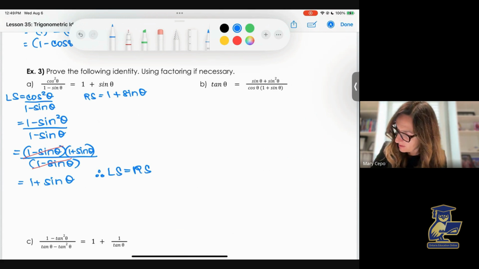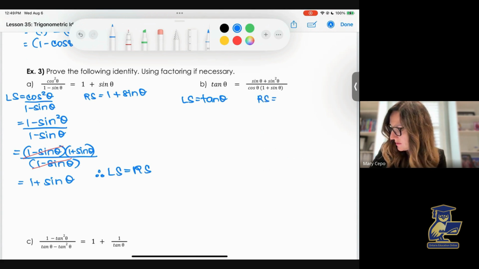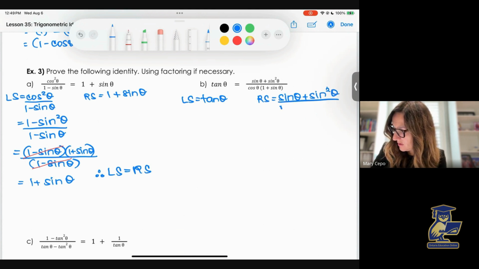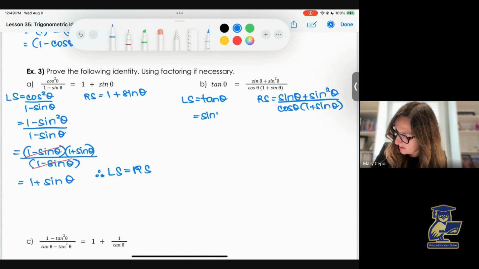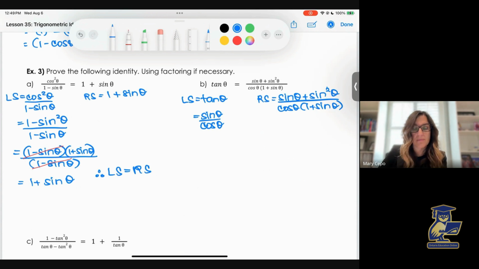Right, moving on to B, we have left side is equal to tan theta. Right side is equal to sine theta plus sine squared theta all over cos theta times 1 plus sine theta. Okay, so we know left side we can say is sine theta over cosine theta because we want to express all ratios in terms of sine and cos.